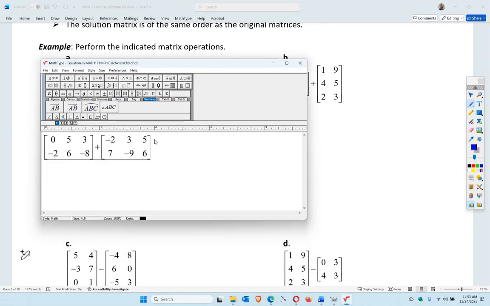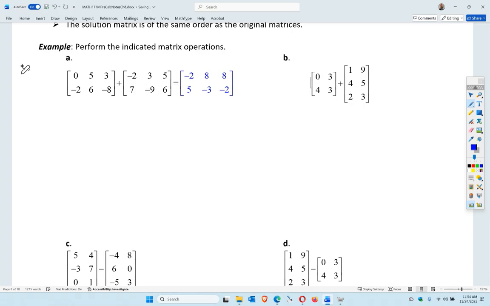Okay, so if I do this one, it's going to equal the same size, so copy, paste, make this blue, format color blue, and get rid of all these individual numbers now. Okay, so 0 plus negative 2 is negative 2, 5 plus 3 is 8, 3 plus 5 is 8, negative 2 plus 7 is 5, 6 plus negative 9 is negative 3, negative 8 plus 6 is negative 2, so that works. They're the same order, right? And we're just adding by location, essentially.